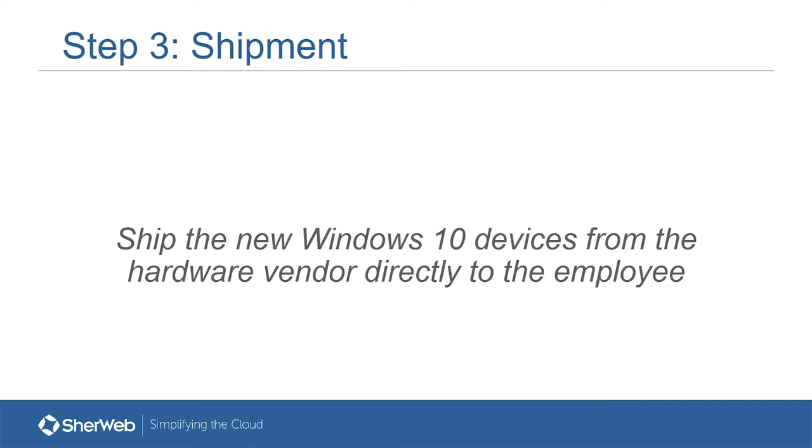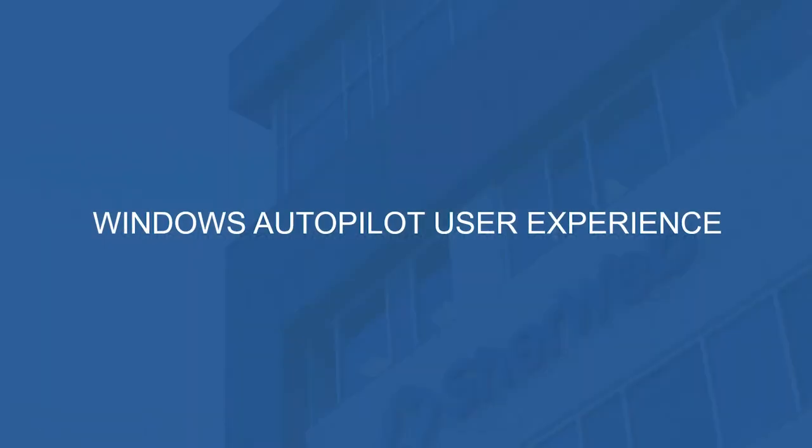And the last step is shipment. You can now ship the new Windows 10 device from your hardware vendor directly to the employee. All the user needs to do is unbox the device, power it on, and go online. And log in with their Microsoft 365 account. Yeah. And that's it. Also, that's with their Azure AD account profile. Which is not the same as their Microsoft 365, depending if they have Microsoft 365 or not.